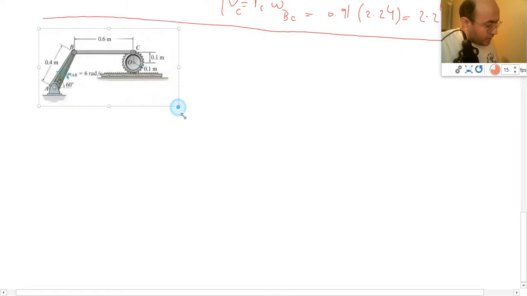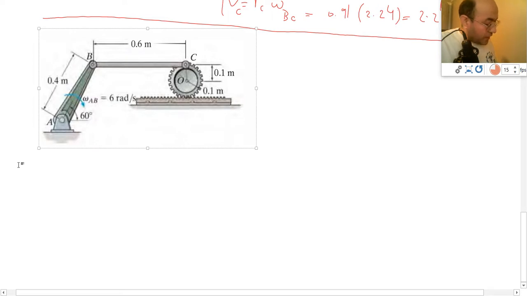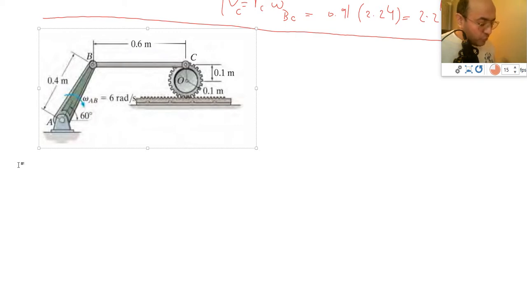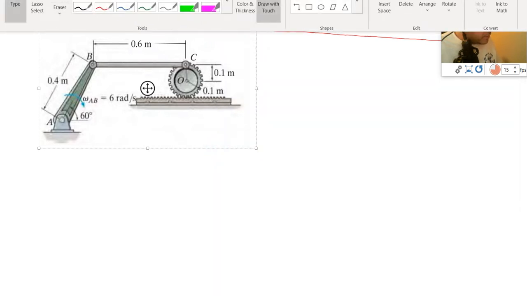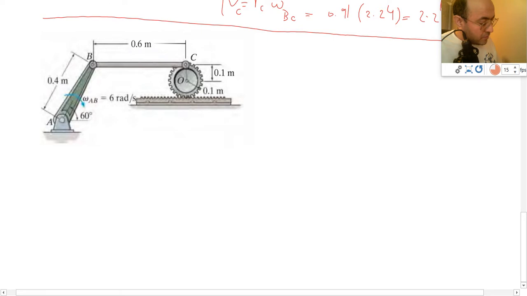There you go. In this problem, the question asks me to find velocity of point O. How much is the velocity of the center? So let's talk about what types of motion you can see in this problem. In order to find velocity of point O, we have to start from point A, going to point B, going to point C, then going to point O. What types of motion do we have for each of them?